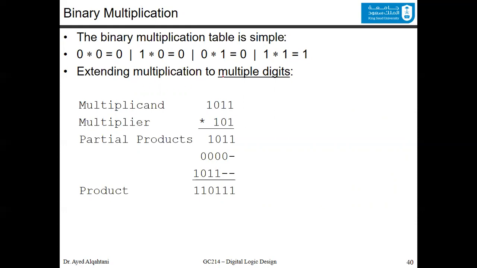And the extended multiplication to multiple digits works this way. This is an example. If the multiplicand is 1, 1, 0, 1, and the multiplier is 1, 0, 1, you can also do it in decimal. This is 5 times 11. So you know that 5 times 11, the end result should be 55. So how to do the multiplication in binary, you will find it super easy.